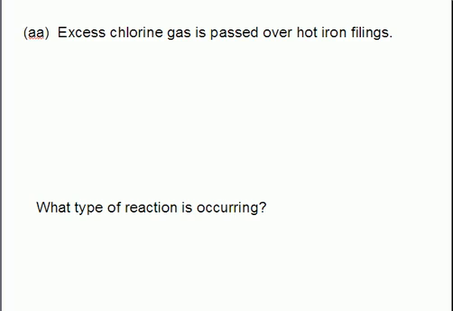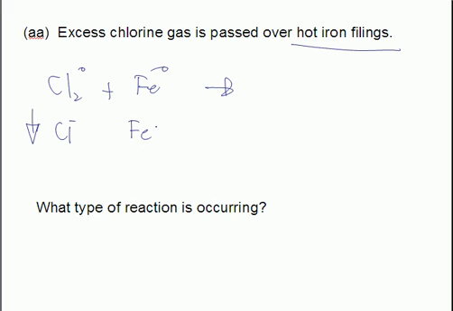Chlorine gas is passed over hot iron filings. Chlorine gas, Cl2, hot iron filings, Fe0. Okay, we got 2 things that are 0. One's going to have to go down in charge. One's going to have to go up in charge. What do they take it up in charge to? Looks like they're taking it up in charge to a 3+. All right, you don't really know. In this case, take it up to a 3+ or a 2+. FeCl3, we're going to have to balance this reaction by putting a 2 here, a 3 here. You're going to have to put a 2 there.